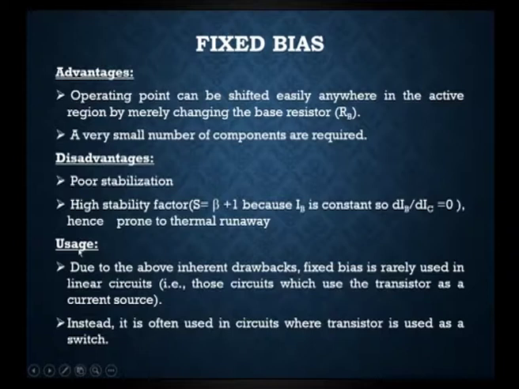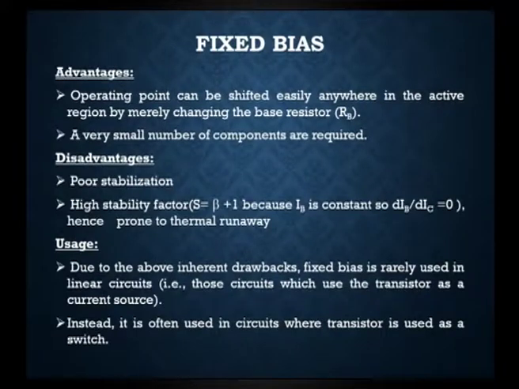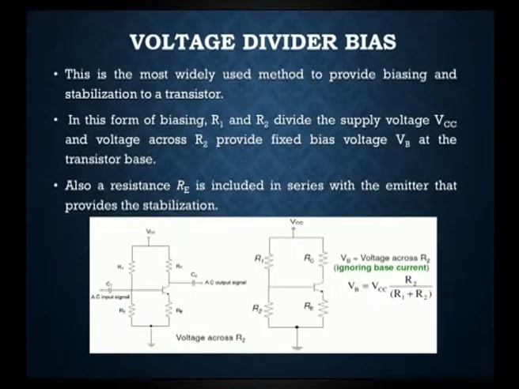Next, where are we going to use this type of fixed bias circuit? Due to the above inherent drawbacks, fixed bias is rarely used in linear circuits because of its high stability factor. But we use this type of circuit in logic gates, whenever a transistor is needed to operate as a logic gate. For that application we use fixed bias circuits. Next, we move on to another type of biasing scheme, the voltage divider bias.